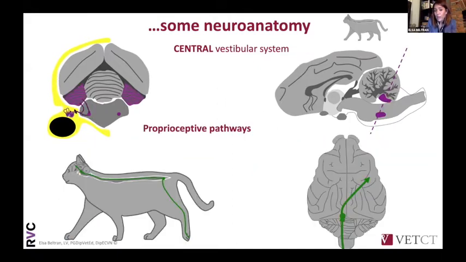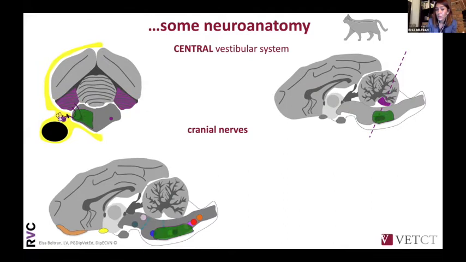Other important pathways that go very close to the central vestibular system, doesn't mean that they belong to the central vestibular system, but they run very close, are the proprioceptive pathways. And the proprioceptive pathways at the level of the medulla oblongata run ipsilateral. So with the exception of the paradoxical, if there are postural reaction deficits, they will be ipsilateral to the lesion.